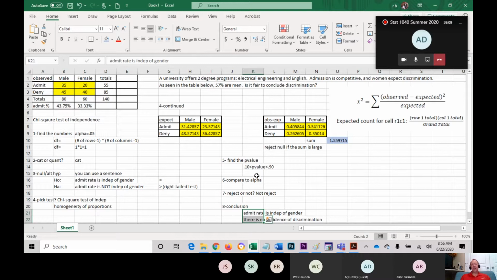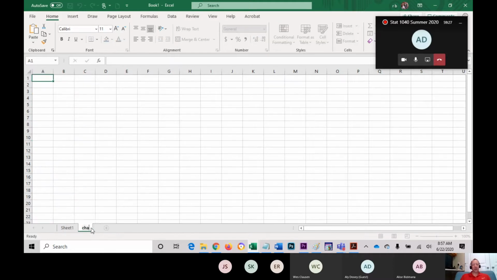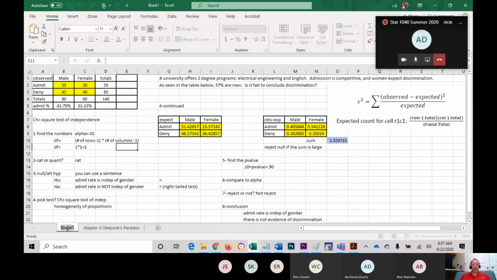Okay. So let me just tell you really quickly. I'm actually kind of excited. I've technically finished chapter 25, which is the chi-square test of independence that I clearly can't spell very well. And now we're going to get into chapter 6, which is called Simpson's Paradox. And I'm sure you guys are going to want these things here.